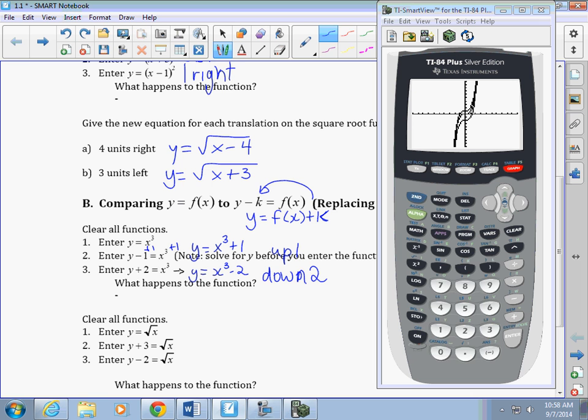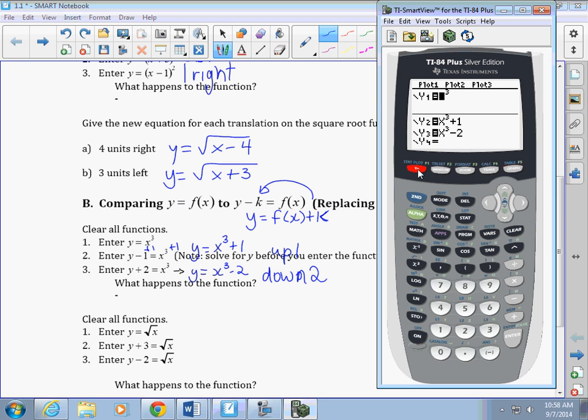Okay, so let's see what happens when we do this to a square root function. So going back into here, clear. If I want to do a square root function, I need to do the second. So y is equal to, and it's a second there, so square root x, graph it. It gives you that half of a sideways parabola.